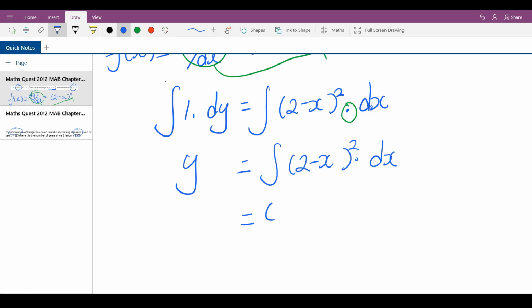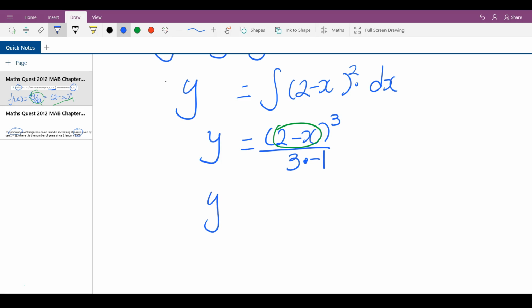So how we do it is we first increase the power by 1, and then we divide by the new power, 3, and we multiply by the derivative of the inside. The derivative of the inside, of 2 minus x, is -1. So remember that we have to do that at the end. So we do that times -1, and that is equal to y. So we keep going.